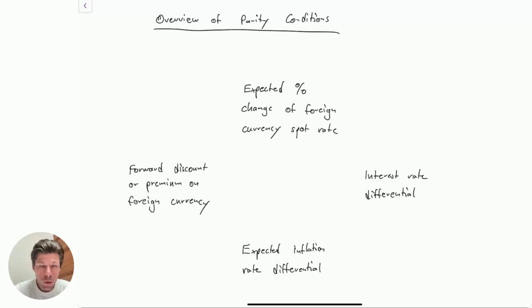In today's video, I would like to give you an overview about parity conditions. In financial management or international business finance, we try to calculate what exchange rates in the future should be, whether there's an arbitrage relationship, or how to calculate forward exchange rates. And in order to do so, we use parity conditions, which means we use certain formulas to ensure there is no arbitrage opportunity. Arbitrage means there is no risk-free profit.